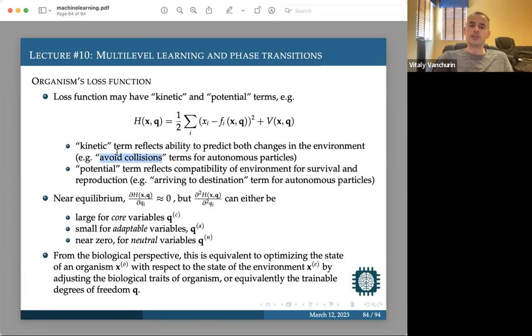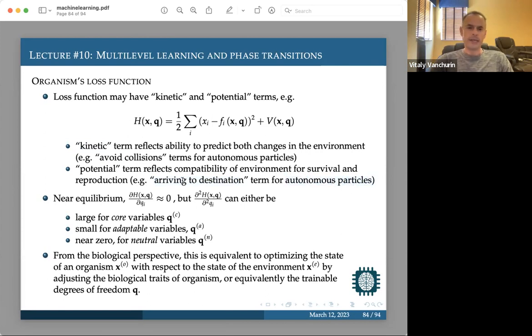For example, the collision-avoiding terms that we had before: you avoid collision if you're good at predicting what the other particles, the autonomous cars, will do. And so that is related to the kinetic term in this sense. And the other term is a potential term. It's a more global term. You're not just thinking about your local environment. You're thinking about where you want to go, right? So the organism may want to go get food, or the organism may want to go reproduce. And so that would determine the loss function as well. And so that is similar to the arriving-at-destination term that we discussed last time in the context of autonomous particles.